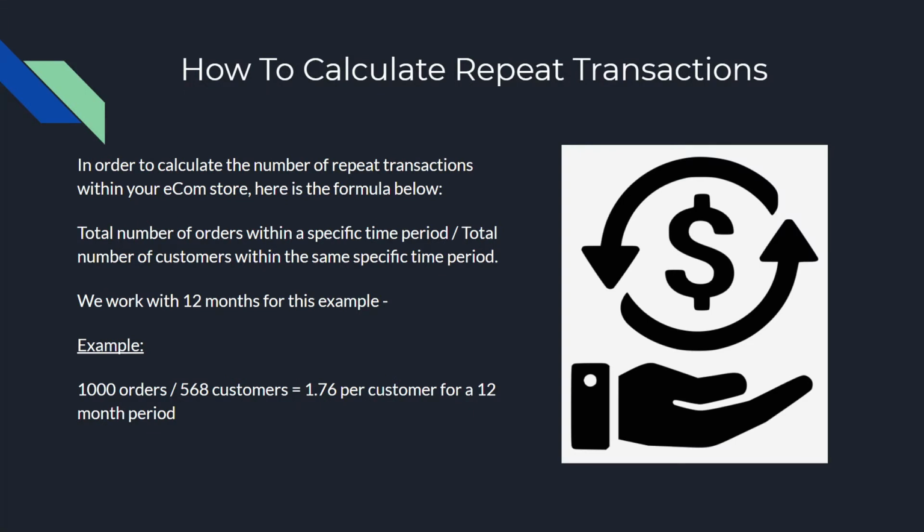Firstly, we'll calculate the repeat transactions. In order to calculate the number of repeat transactions within your eCom store, here's the formula below. It's the total number of orders within a specific time period divided by the total number of customers within the same specific time period. So we'll work with 12 months, for example, here. It would be 1,000 orders divided by 568 customers, and that'll equal 1.76 per customer for a 12-month period.